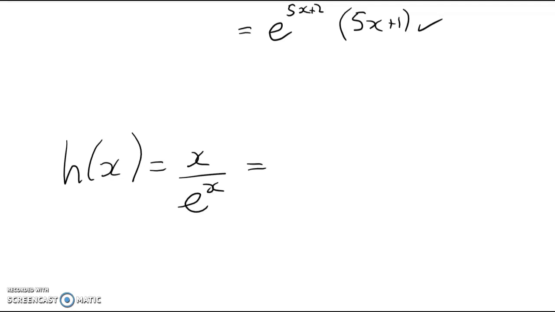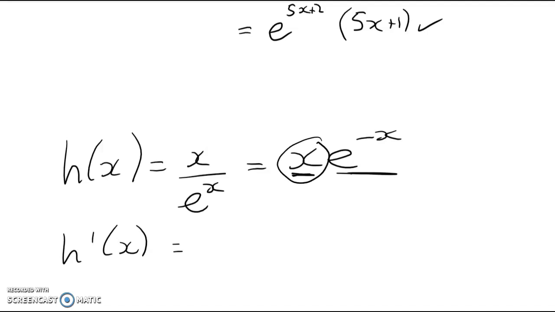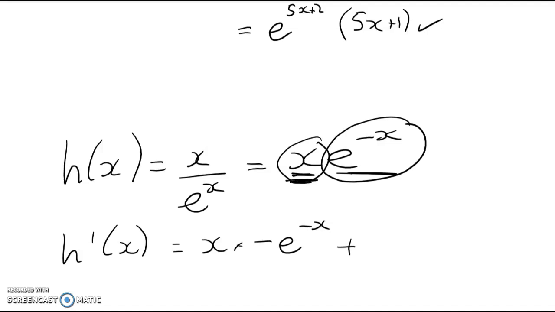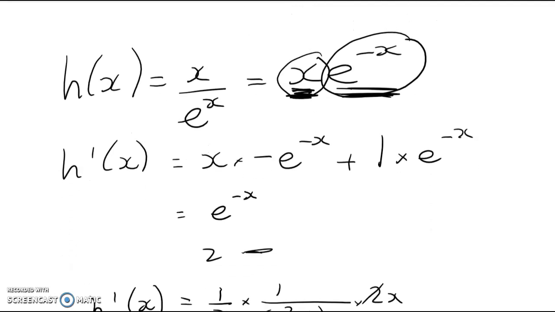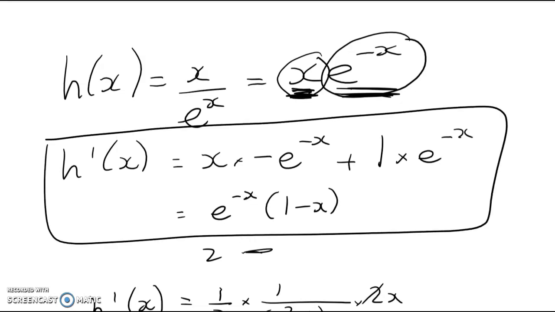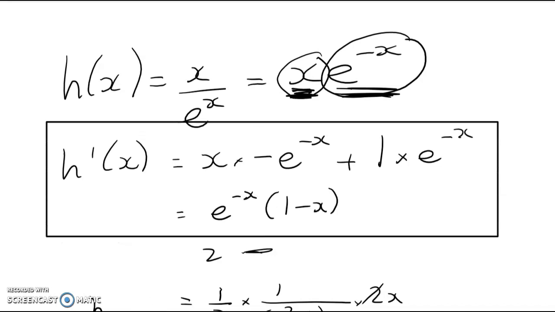So I would probably do this as a product rule question because it's a pretty simple product, right? I've got x times e to the negative x. So h dash of x, following the same pattern as above, is the first function, x, times the derivative of this one. So x times negative e to the negative x, plus the other way around. The derivative of this one, 1, times this function. And cleaning that up gives me e to the negative x into 1 minus x. Okay, so that's that one finished off. Let's get rid of all of this.